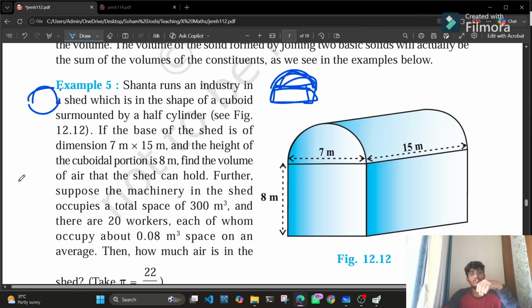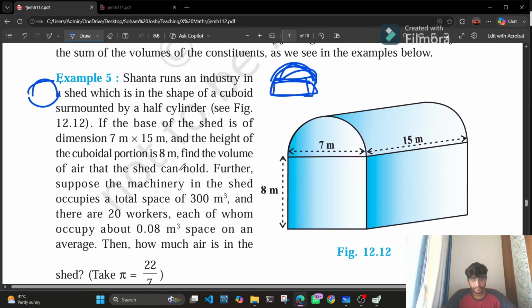Now, coming back to the question: if the base of the shed is of dimension 3 meter, 7 meter into 15 meters, and the height of the cuboidal portion is 8 meter, find the volume of air that the shed can hold. Further, suppose the machinery in the shed occupies a total space of 300 meter cube, and there are 20 workers, each of whom occupies 0.08 meter cube space on an average, then how much air is in the shed?